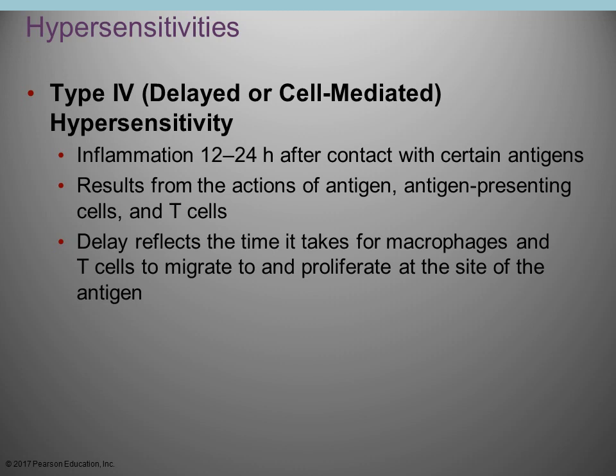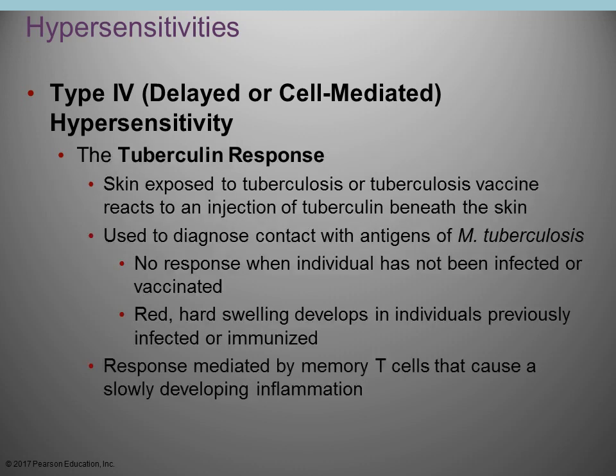Type 4 is delayed or cell-mediated hypersensitivity. As the name implies, you don't see a response right away. It's delayed about 12 to 24 hours after contact with the antigen. The delay is due to the T cells being stimulated, the macrophages coming in. All of this takes time to kind of get up and running. One example of this is the tuberculin response.